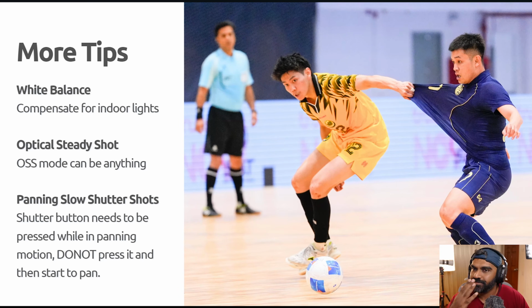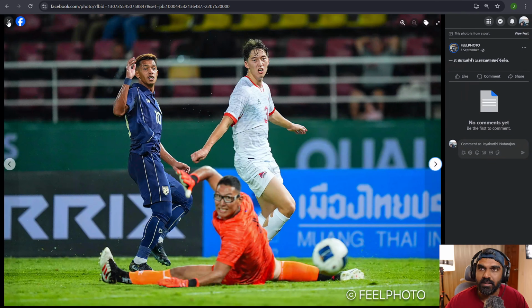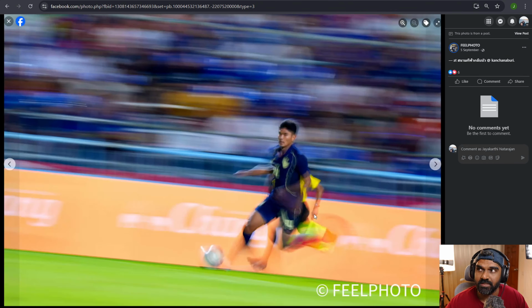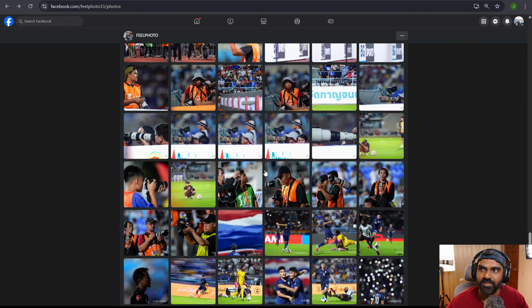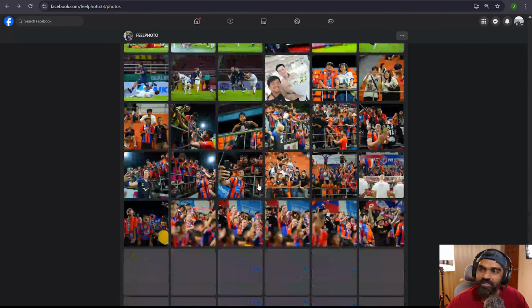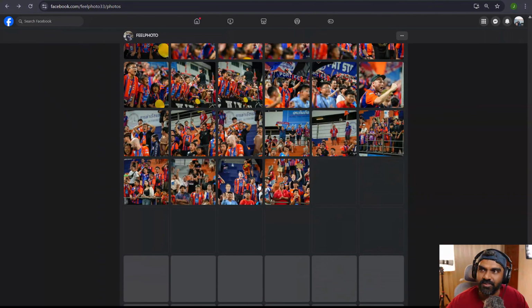Now, for the panning slow shutter shots, let me show you an example here. There are a lot of examples which I was never able to do, but this professional photographer likes to do it. And it's so artistic, right? Look at this. These are panning slow shutter shots. There are a lot of good ones, and a lot of bad ones, of course. Let me try to find a good one.